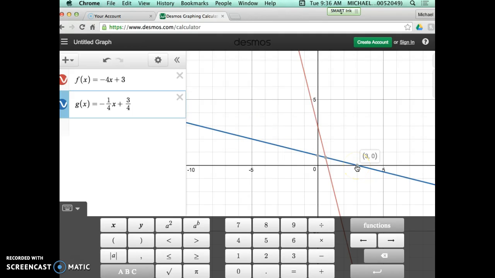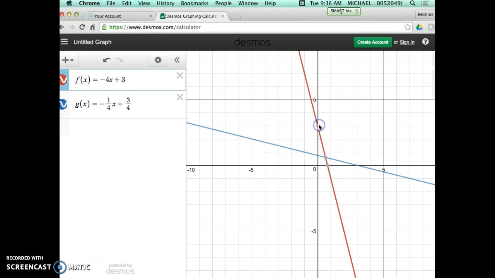The x-intercept of the inverse, (3, 0), is the y-intercept of the original function, (0, 3). If you notice, the original red function, negative 4x plus 3, has its y-intercept at (0, 3). The x value is 0, the y value is 3. If I go down to the inverse line, the blue line, and click on its x-intercept, you see that the x and y values switch. It's now (3, 0).